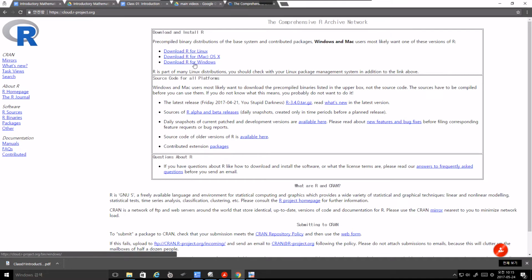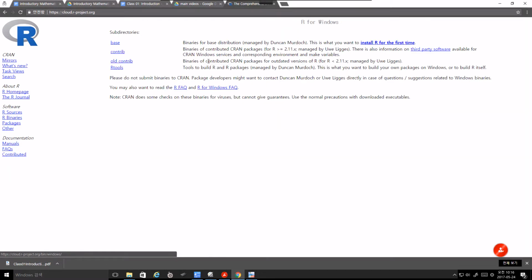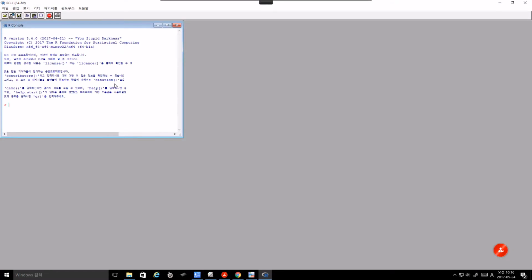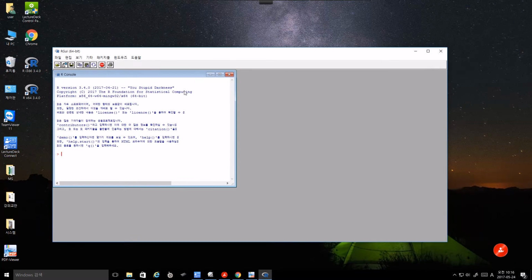Now, download R for Windows. If you are a Mac user, of course, you can download R for Mac OS X. If you click this one, then you can find install R for the first time, and then you can install it. Once you install R, you can see the icon like this one, and then you can click this one to start R. Right? So this is the R terminal.